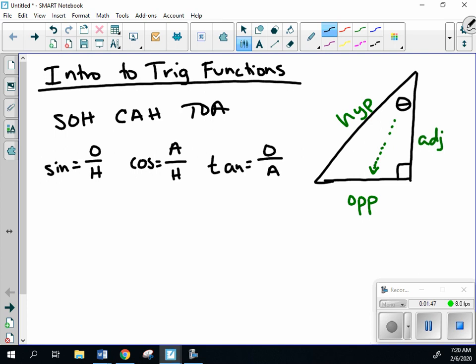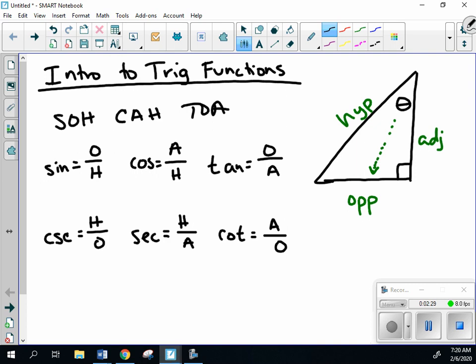Now, there are 6 total trig functions, 3 new ones for you. There is what we call cosecant. Cosecant is aligned with sine, as in it is the reciprocal of sine. So it is h over o. Secant matches up with cosine. It is the reciprocal, so we have h over a. And then last but not least, cotangent. This is, again, the reciprocal. So there is a connection between them.